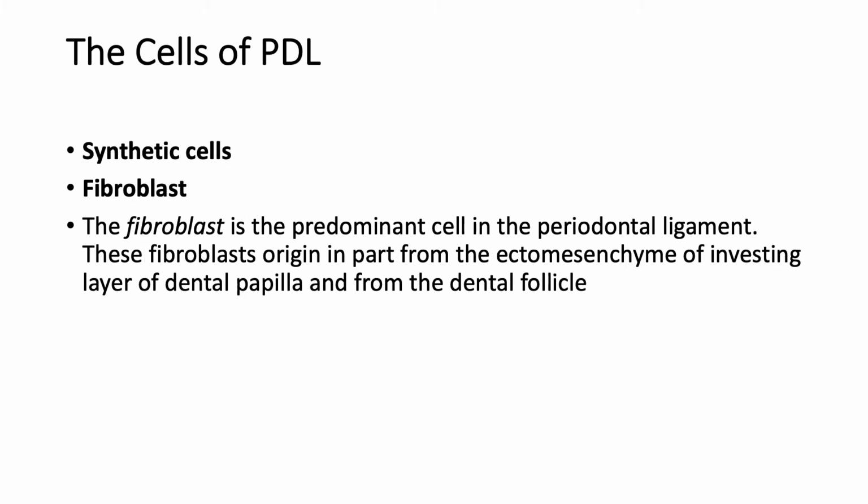What are the cells of the PDL? First of all, we have synthetic cells. First, we have fibroblasts, the predominant cell in the periodontal ligament. These fibroblasts originate in part from the ectomesenchyme of the investing layer of the dental papilla and also from the dental follicle.